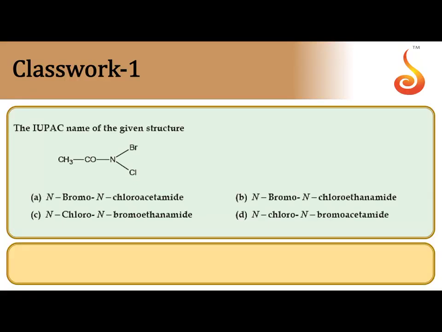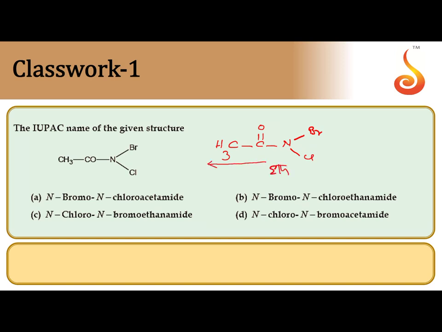The IUPAC name of the given structure. First you select the main carbon chain, primary suffix and secondary suffix, that is the functional group. CH3CO, N attached to bromine and chlorine. So this is the main carbon chain.